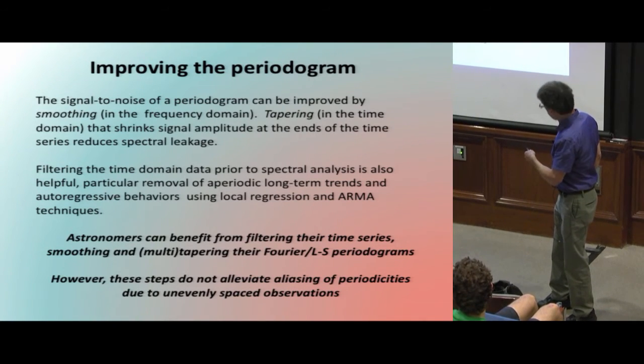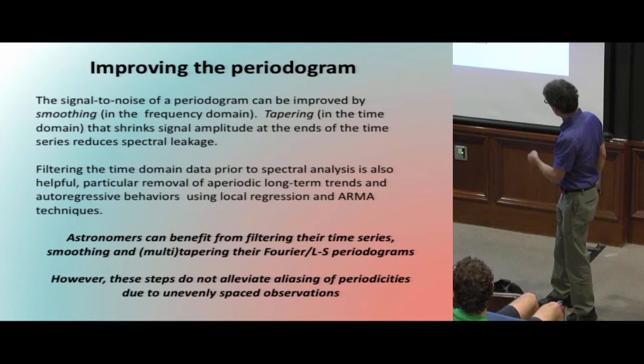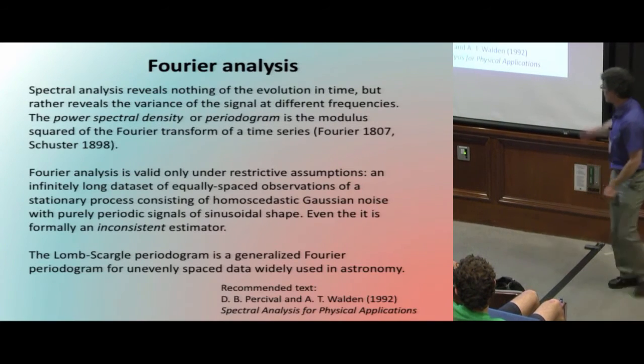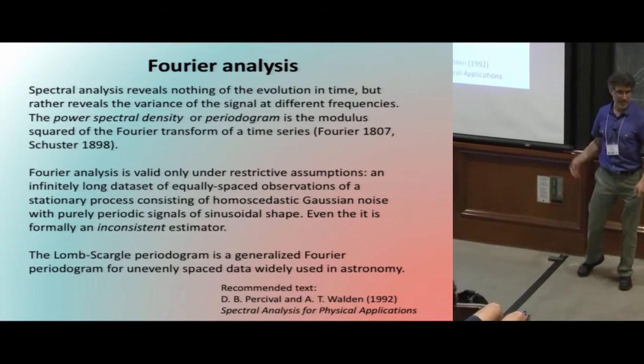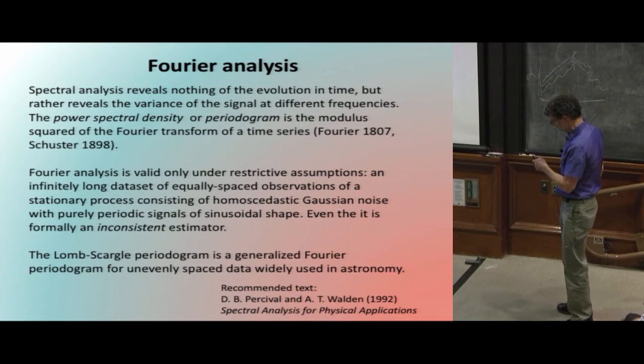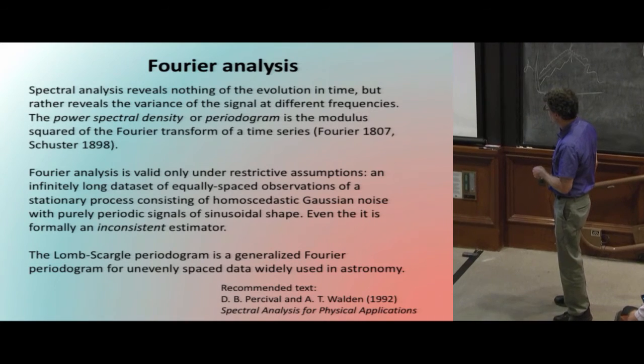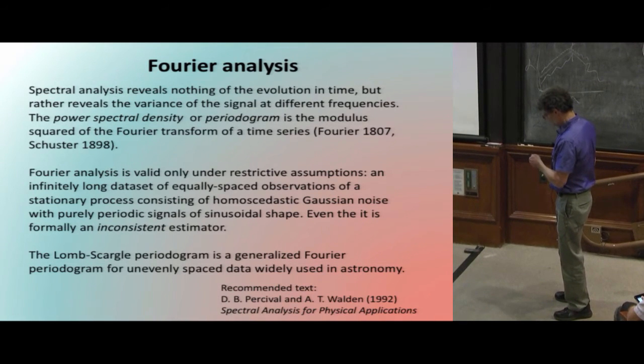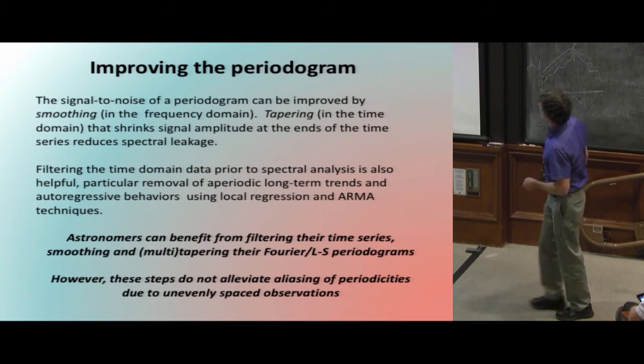So we should read some of the standard textbooks. Here is an example of a standard textbook: Percival and Walden. There's a dozen of these textbooks. This one is particularly written for engineers and physicists and speaks a little bit to us, and is nice.